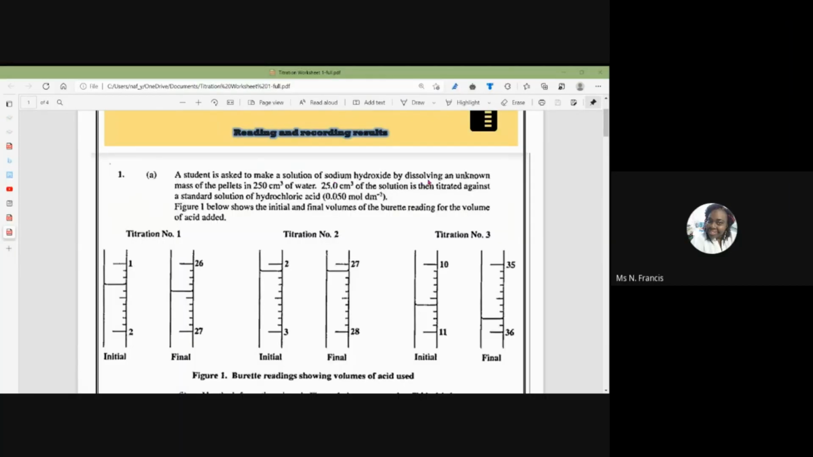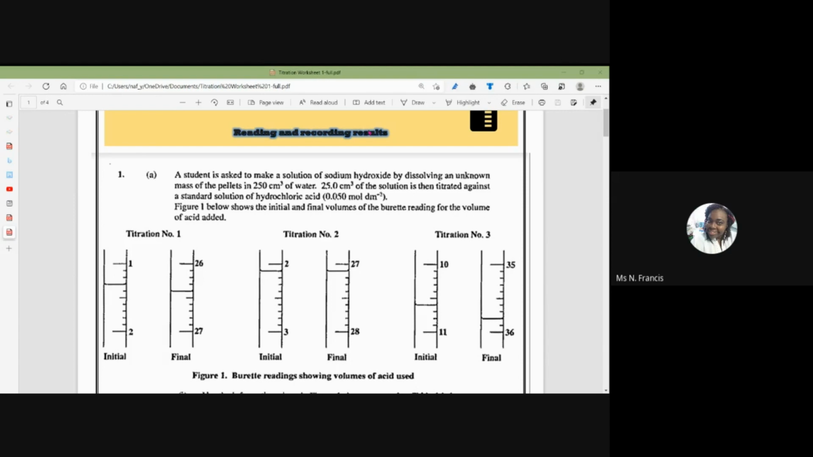Actually, of sodium hydroxide by dissolving an unknown mass of the pellets in 250 cm³ of water. 25 cm³ of the solution is titrated against a standard solution of hydrochloric acid. Now, remember, we said that you are to be given what is known as a standard solution. A standard solution is what is known. So you know the concentration, and you can either know the volume that you're going to use or determine the volume, but the concentration is given.